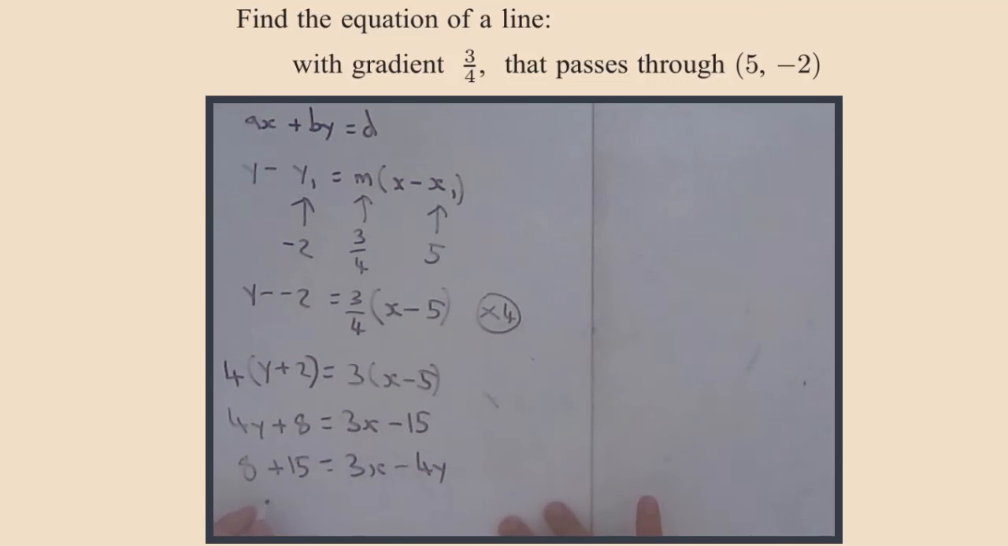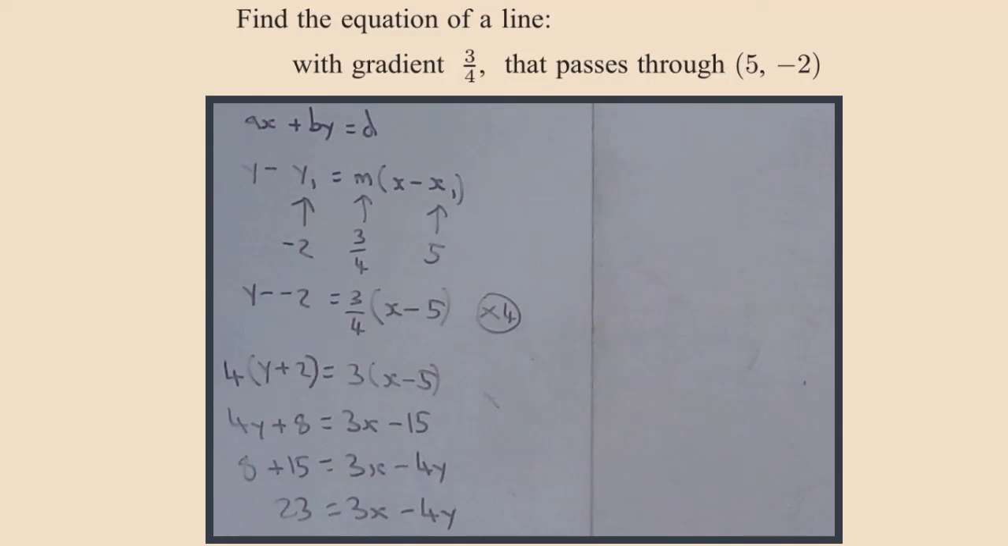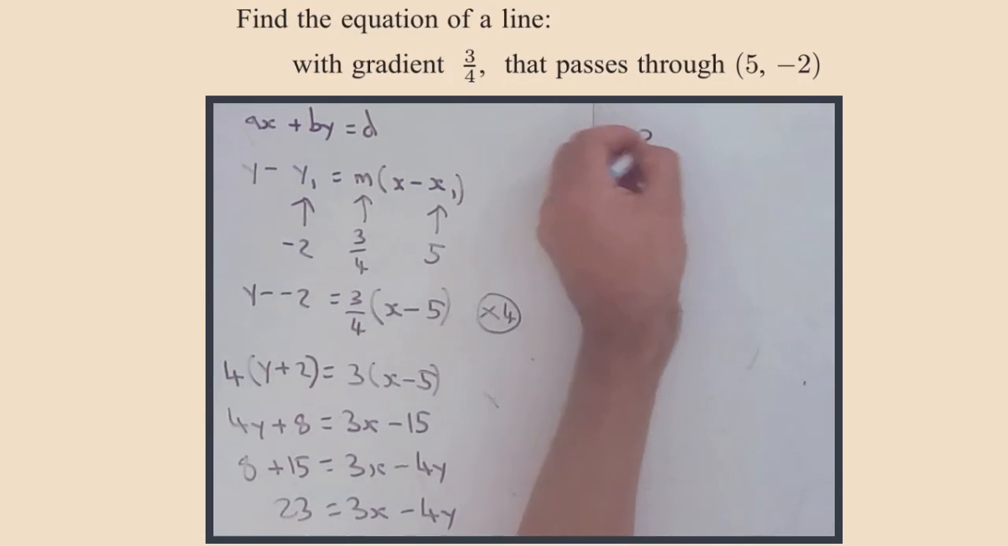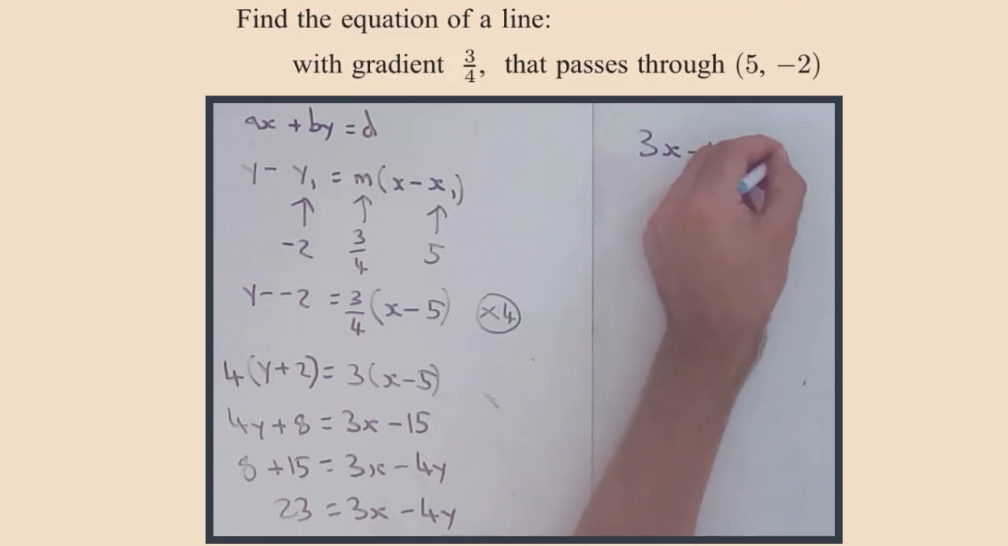8 plus 15 is 23, equals 3x minus 4y, which is nearly finished, but you need to just swap them around. So it needs to be ax plus by equals d, not d equals ax plus by. So your final answer will be 3x minus 4y equals 23.